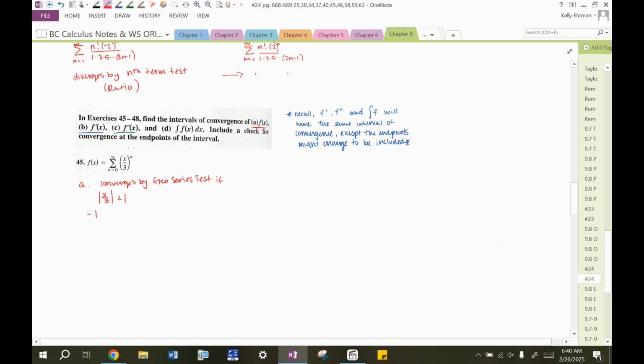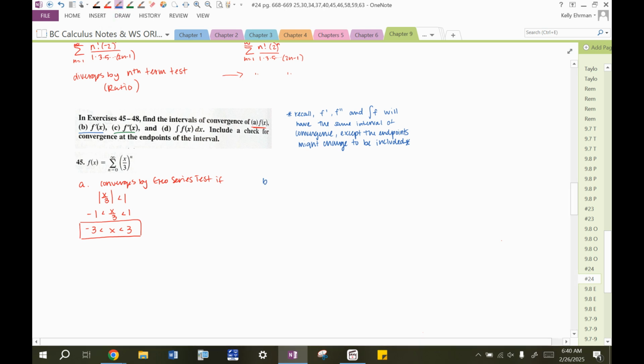And that means that -1 is less than x over 3, which is less than 1. And that means that x is anything between -3 and +3. And that will be our interval of convergence. If you have a true geometric series like this, meaning there are no other values for x or values for n outside of this radius to the nth power, then you don't have to check the endpoints.